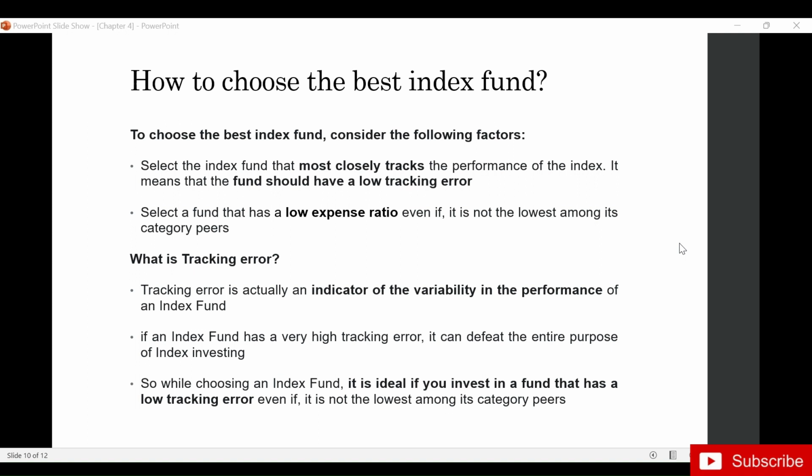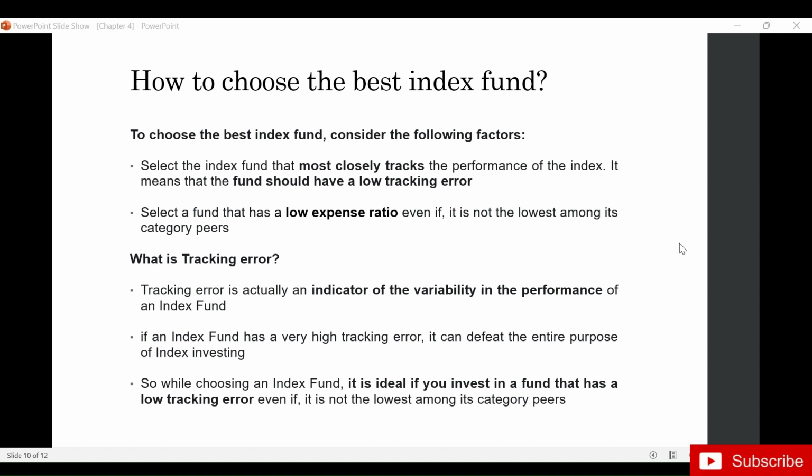Now, we will talk about what exactly is tracking error. The tracking error indicates the variability in the performance of an index fund. If an index fund has a very high tracking error, then it can defeat the entire purpose of index investing. For example, suppose the index was Nifty 50 and Nifty 50 gave 13% returns in a calendar year, and an index fund that was tracking the Nifty 50 gave only 10% returns. So this type of investing will not be of any use because the returns are almost 3% less.